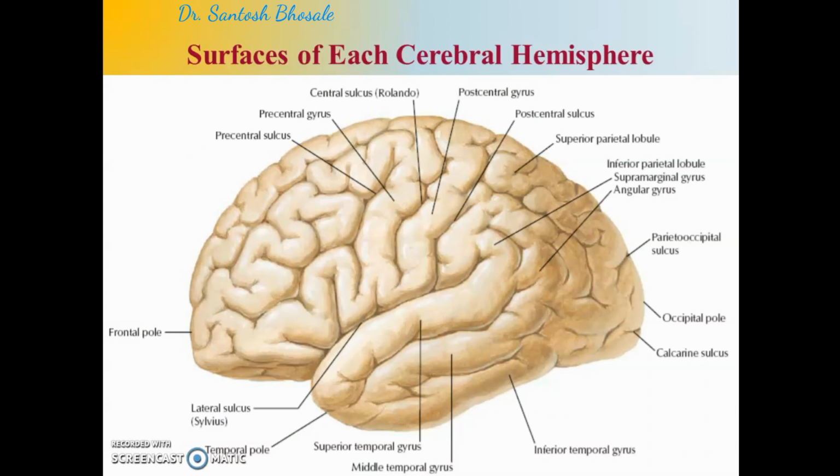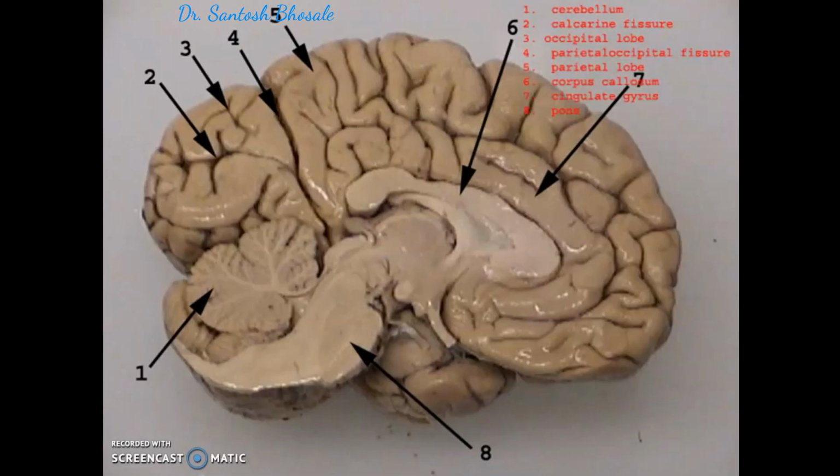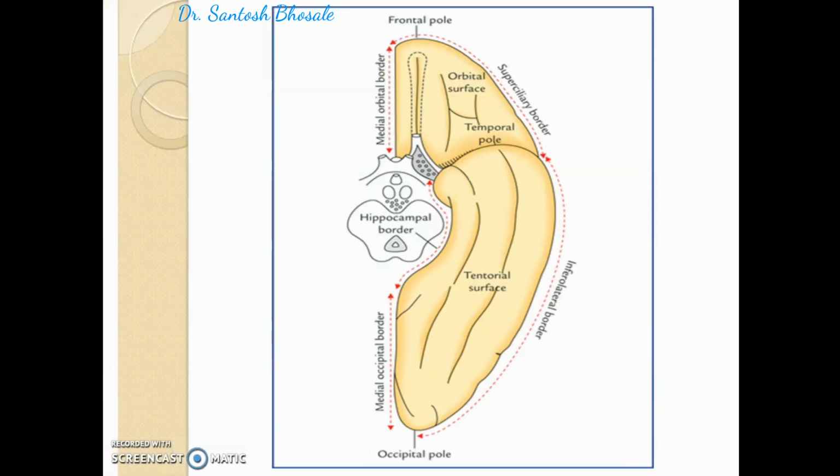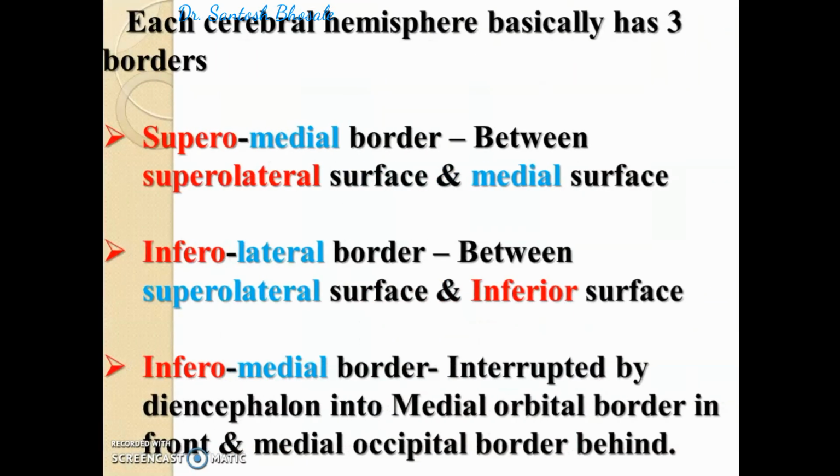You can see this is the lateral view of the left cerebral hemisphere showing the convex superolateral surface. It is convex and occupies the convexity of the vault. This is the flat medial surface of the left cerebral hemisphere showing the corpus callosum, septum pellucidum and fornix with thalamus, and this is the inferior surface of the left cerebral hemisphere. You can see the two surfaces, orbital surface and tentorial surface, divided by the lateral sulcus. So these are the three surfaces: convex superolateral surface, flat medial surface and irregular inferior surface.